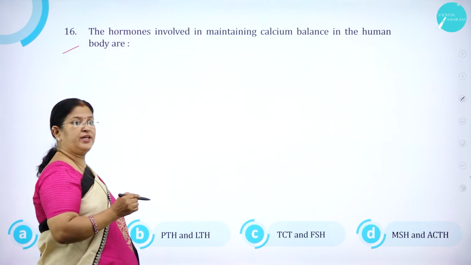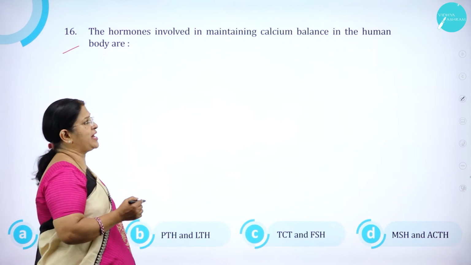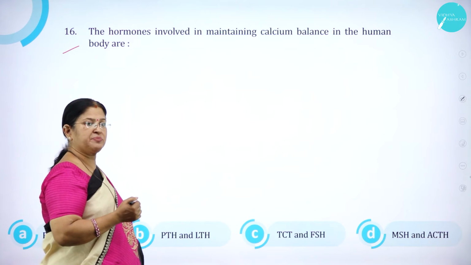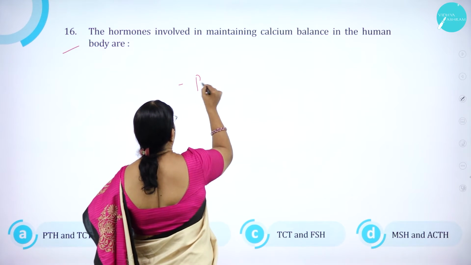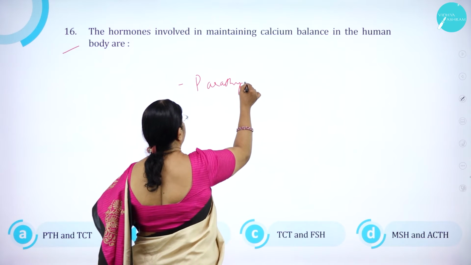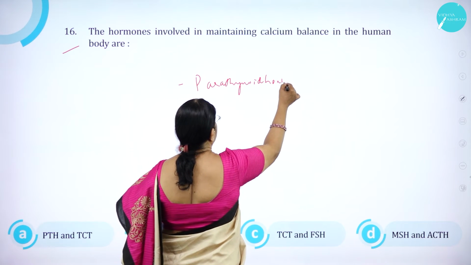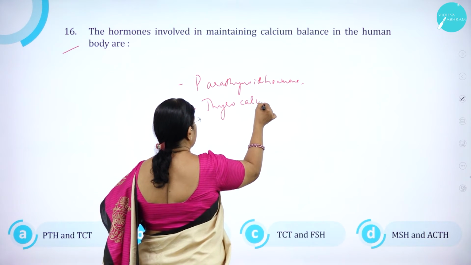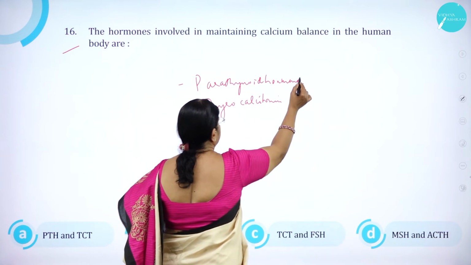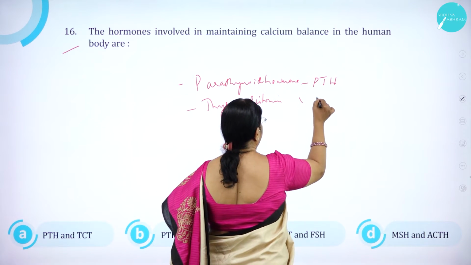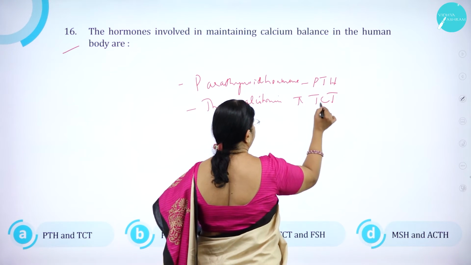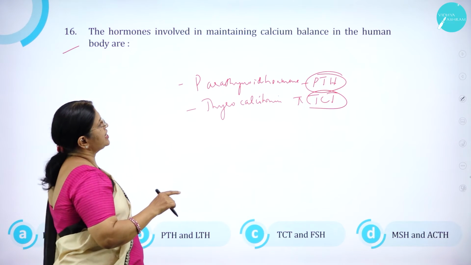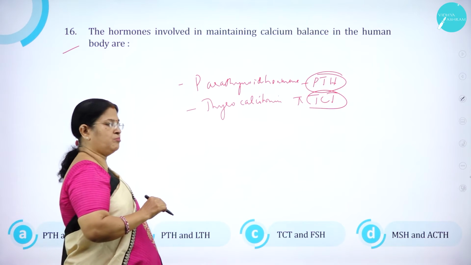The hormones involved in maintaining calcium balance in the human body are. Usually the calcium balance is maintained in the body by parathyroid hormone and thyrocalcitonin, that is PTH and TCT, thyrocalcitonin. These two are the hormones involved in maintaining calcium balance in the human body.